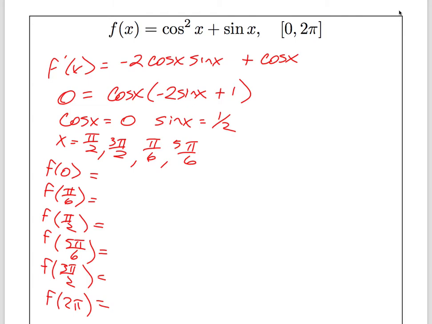So I plug in 0. What's cosine of 0? 1. 1 squared is 1. What's sine of 0? 0. So that means f of 0 is 1. Now I'm going to go down and do f of 2 pi right now as well. Because what do I know about 0 and 2 pi? They're the same. What's the technical word for those two angles? They're coterminal. There you go.